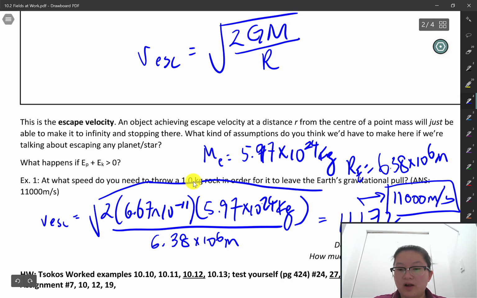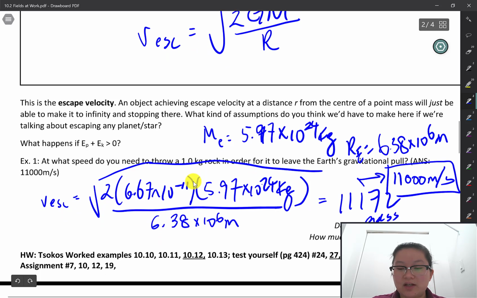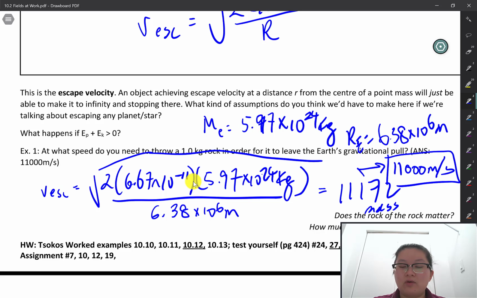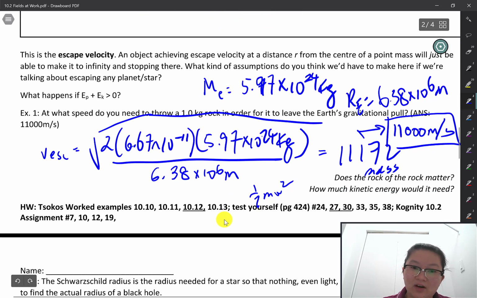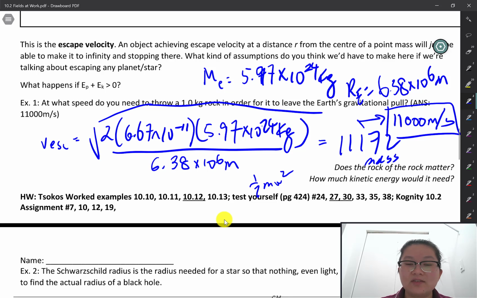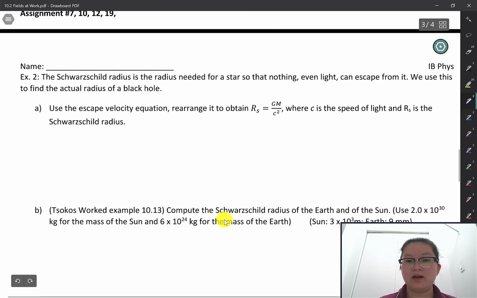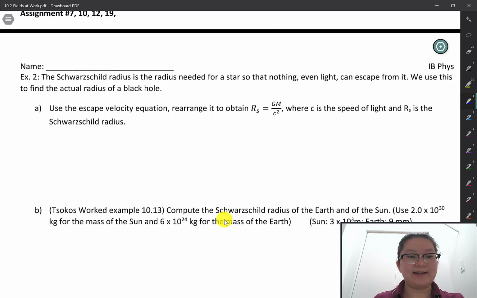Does the mass of the rock matter? No, it does not matter. How much kinetic energy would it need? Then of course, you would need to use the speed and 1/2 mv squared to find the kinetic energy. So yes, the heavier the object, the more kinetic energy needed for it to escape to infinity. Okay, so on to example 2, which is what I really want to talk about in this video.